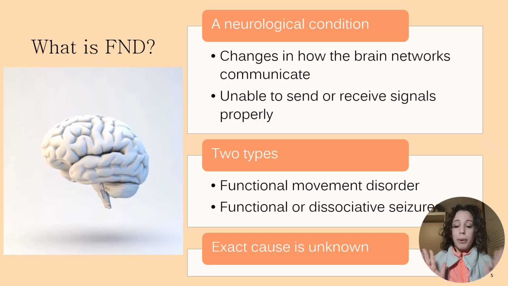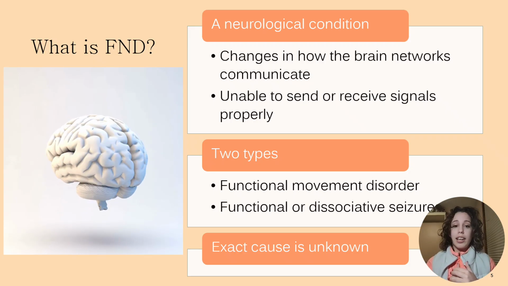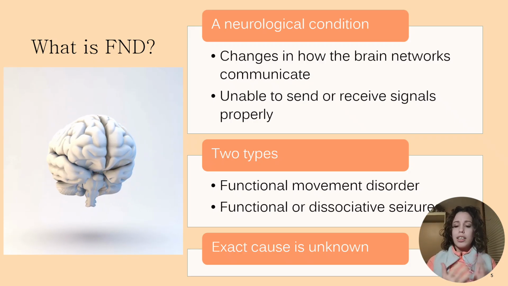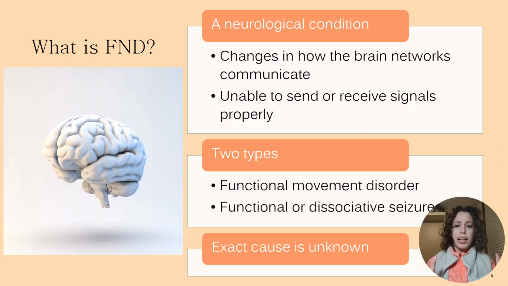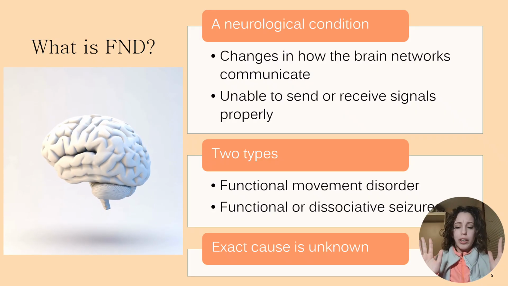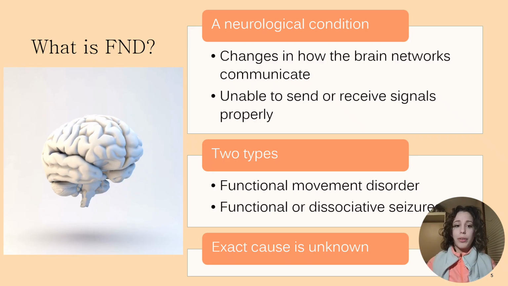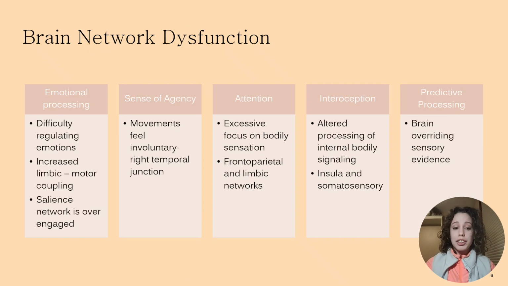To help equate what this really means, I like to think of FND like a lamp with a loose plug. Nothing is broken, but the connection between the brain and the body isn't steady. So the light of the lamp would flicker even though all the parts are still there and capable of working. As I just mentioned, FND is a brain network dysfunction, so the different parts of the brain aren't wired correctly.